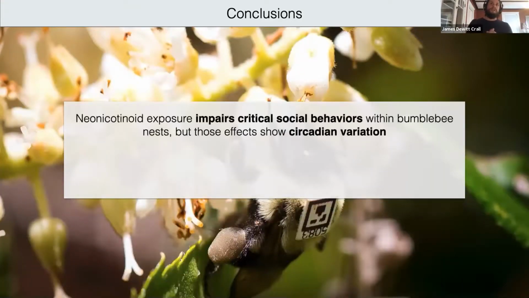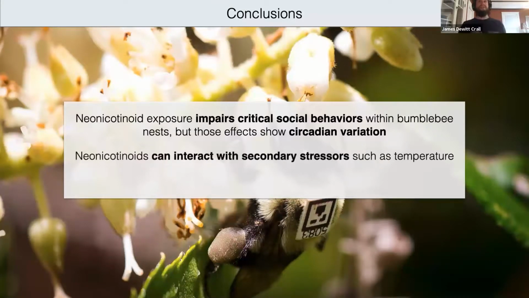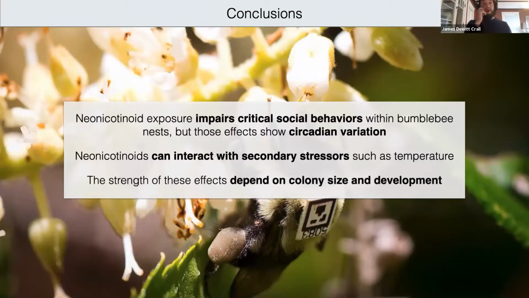Okay, so in conclusion, I think what these results tell us is, indeed, neonicotinoid exposure does impair important aspects of social behavior within colonies, but the effects are complex and vary over time. In addition to these isolated direct effects, there are interactive effects with secondary stressors like temperature. And we also have evidence that those effects vary over the colony cycle, right? So it looks like these small young colonies are more sensitive to these stressors than larger, more mature colonies.